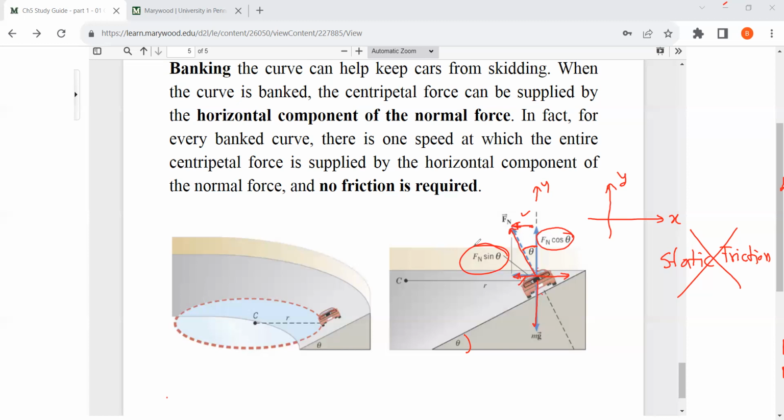Of course, if your speed is too high, it is problematic. There is some limit. But normally, even if there is no static friction, because there is a component that is to the center of the circular path, the banked highway turn is safer than unbanked.